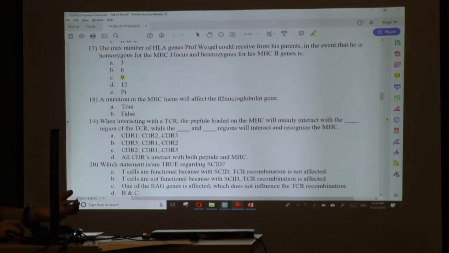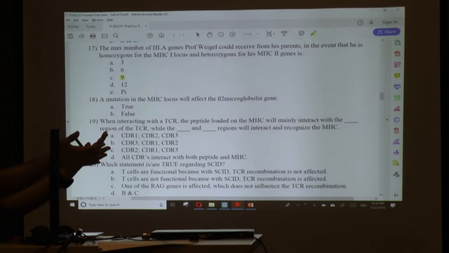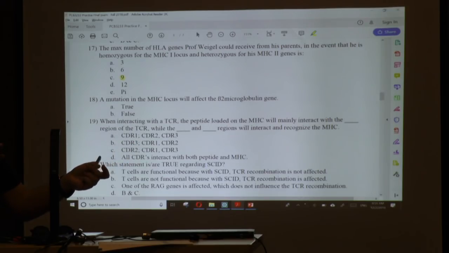So basically, the minimum amount of MHCs that you could have, if you're homozygous for both, you're going to have 3 from MHC1 and 3 for MHC2, for a total of 6. Then you could be homozygous for one and heterozygous for the other one, so 3 and 6, 9. Or heterozygous for both, so 6 MHC1s and 6 MHC2s.